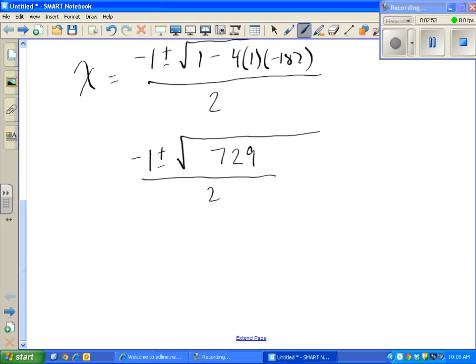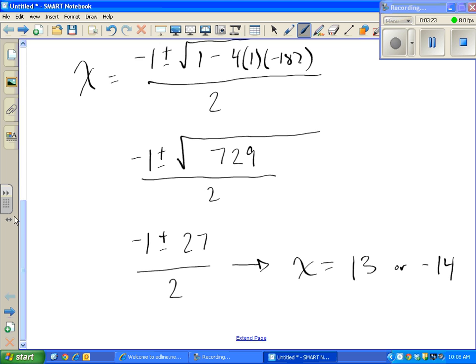So what's the square root of 729? Use your calculator to solve that. That's no big deal. Negative 1 plus or minus 27 over 2. So our two possible answers, x could equal 13, because negative 1 plus 27 is 26. 26 divided by 2 is 13. Or negative 1 minus 27, negative 28 divided by 2 is negative 14.